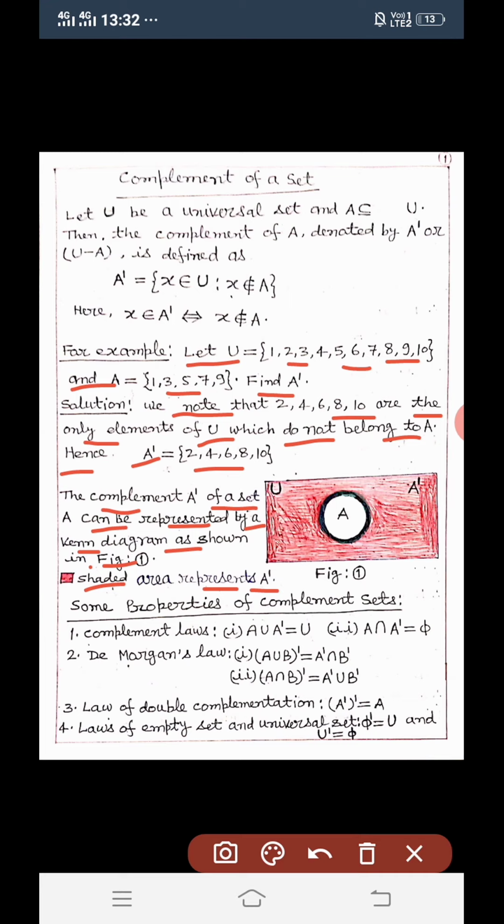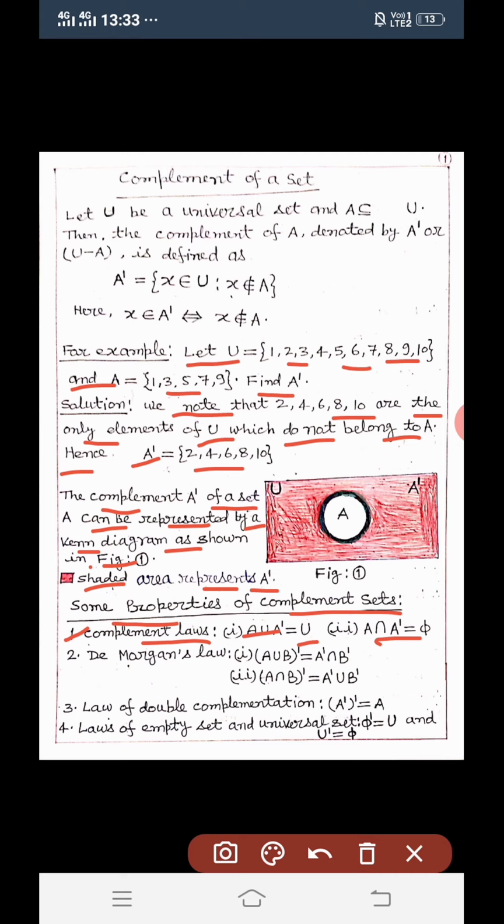Now we discuss some properties of complement sets. First, complement laws, that is A union complement of A equal to universal set U, and A intersection complement of A equal to phi.